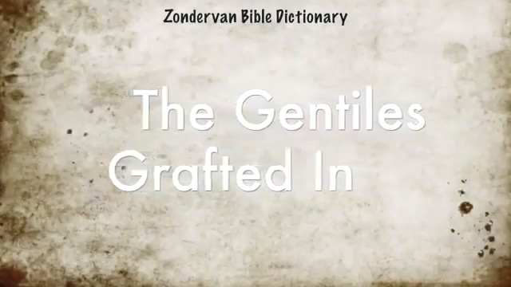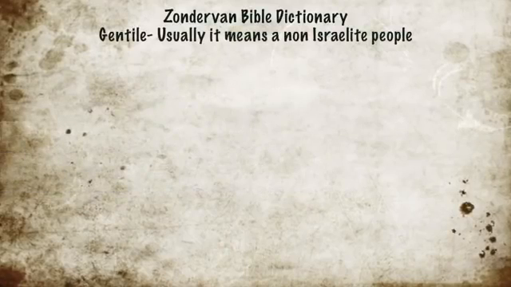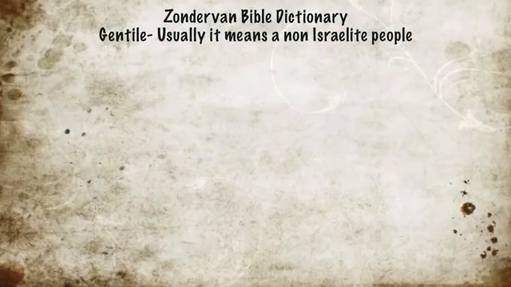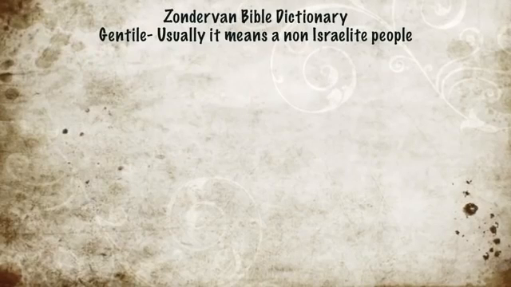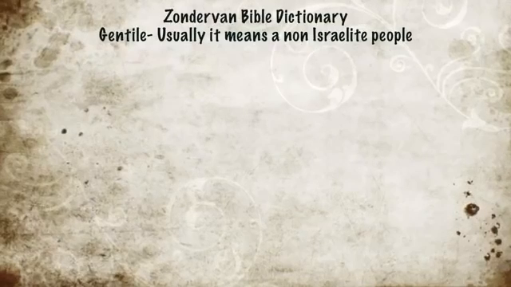Zondervan Bible Dictionary. Gentiles. Usually it means a non-Israelite people. Gentile, that's the first thing we're going to start out. The definition of Gentile. It usually means a non-Israelite people. That means 9 out of 10 times when you see the word Gentile, it's talking about someone who is not an Israelite. That's what it's referring to.